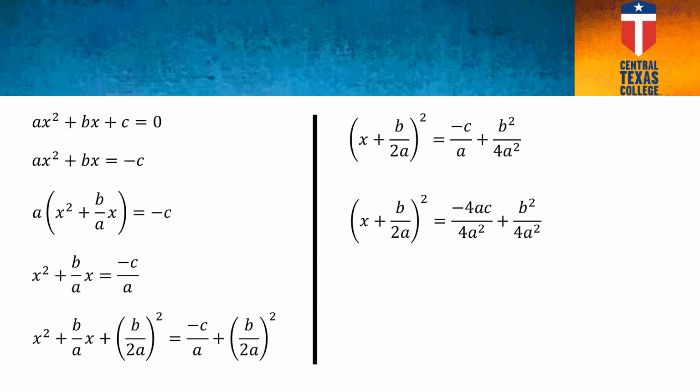Before we do anything else, I would like to combine the fractions by getting a common denominator. I have achieved this by multiplying negative c over a by 4a on both the top and the bottom. My result is negative 4ac all over 4a squared. Now we can combine the fractions to get b squared minus 4ac on top and 4a squared on the bottom.